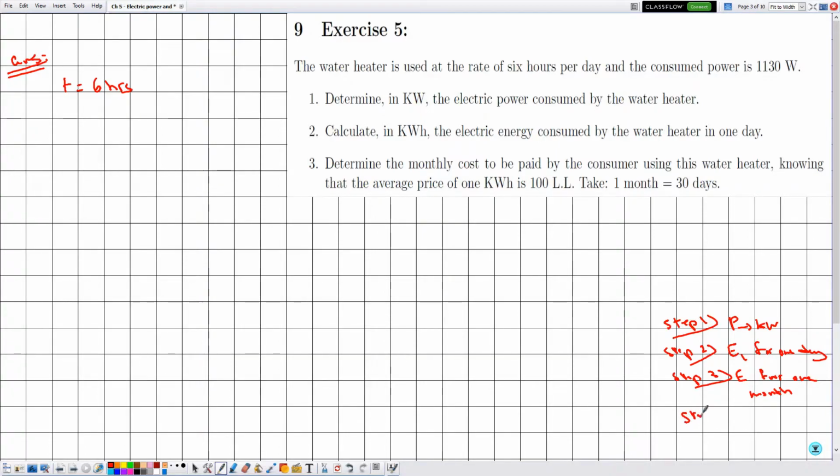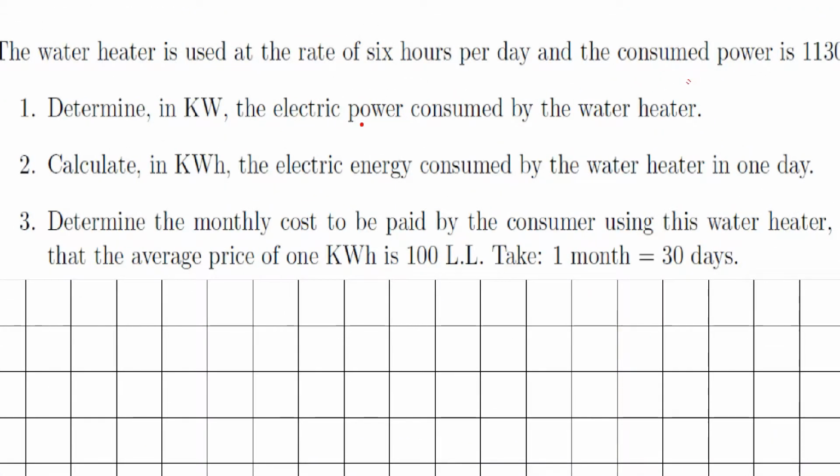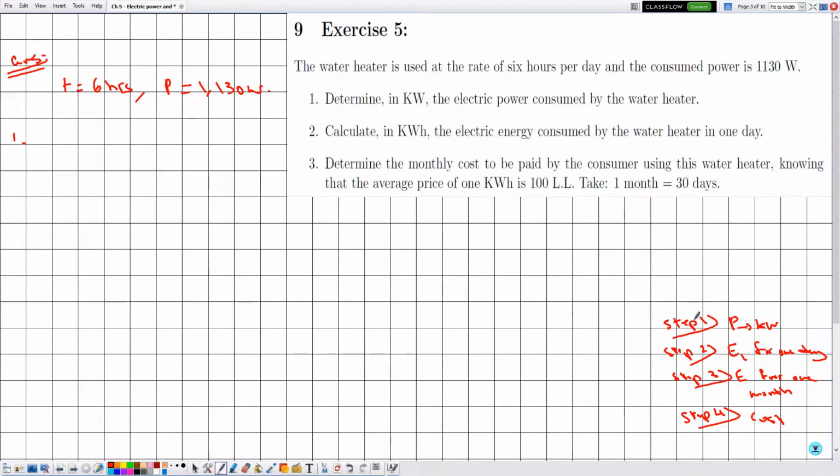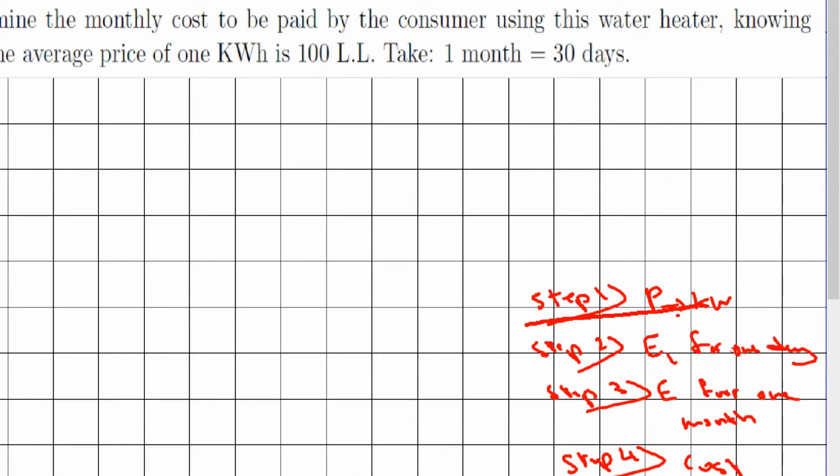And step number 4 is to determine the cost, which is the energy multiplied by the price. These are not part of the answer, these are on the scratch, okay? Now, they are telling me that the electric power P is given by 1130 watts. Now let's proceed. In number 1, they are telling me to determine in kilowatt hour the electric power consumed by the water heater. So they are asking me about step number 1. We are done with step number 1.